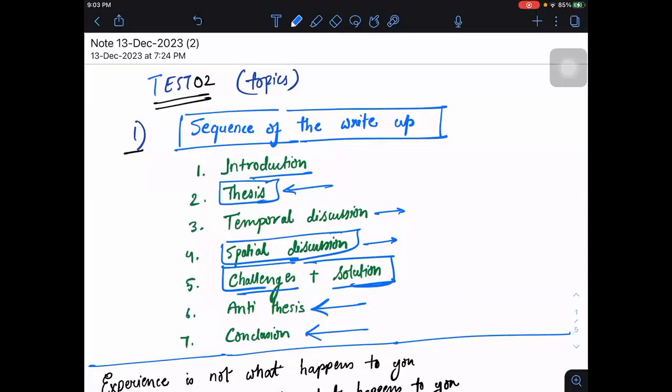So you are preparing full time, right? Mm-hmm. And did you write mains last year? 2023 mains? No, I was not able to clear prelims.